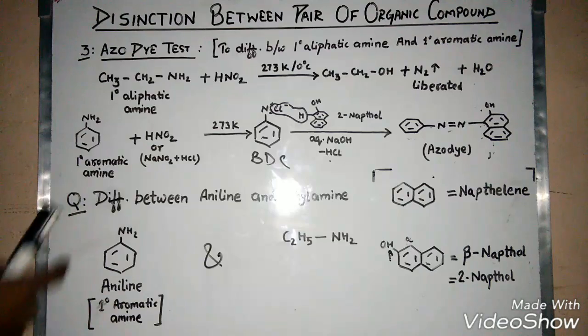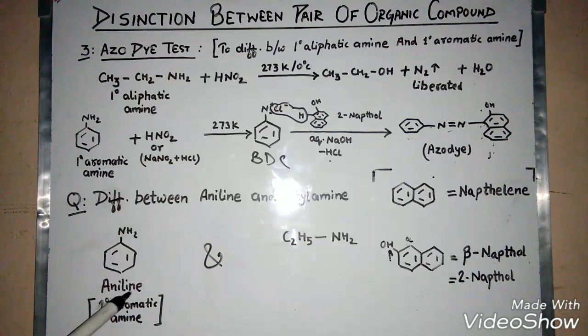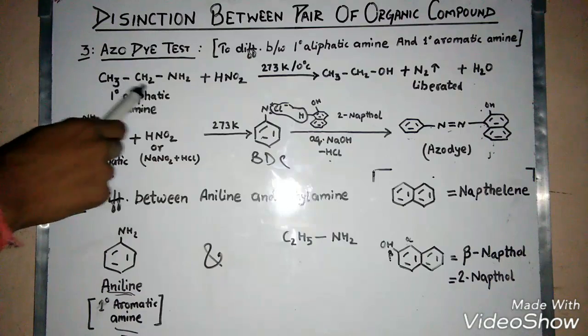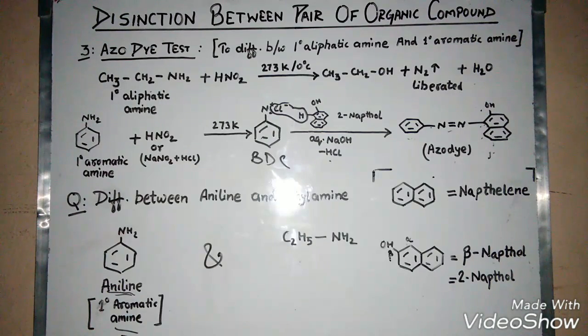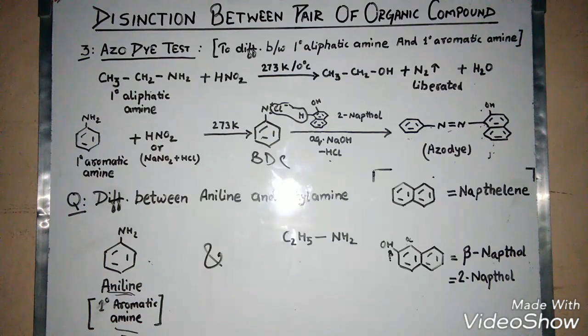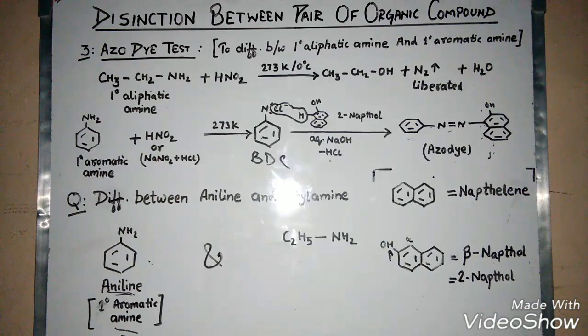Suppose there's a question: differentiate between aniline and ethylamine. Aniline is a 1 degree aromatic amine and ethylamine is a 1 degree aliphatic amine. This is ethylamine. So aniline will give the azodye test, whereas ethylamine will not give the azodye test. Therefore this test can be used to distinguish between this pair of compounds. In examination you should also write these two reactions. Marks will be allotted for that reaction. This is the complete reaction.